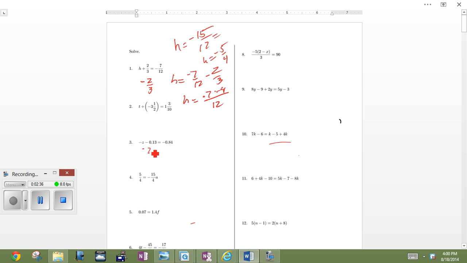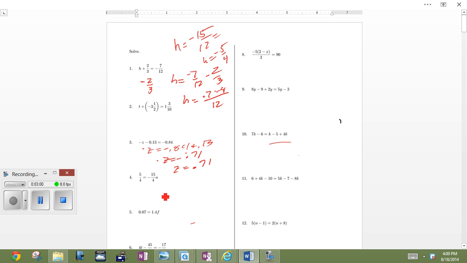This negative z would equal -0.84 plus 0.13, which would give you -0.71, and that's negative z. So we divide by the negative, and we get that z is equal to positive 0.71.